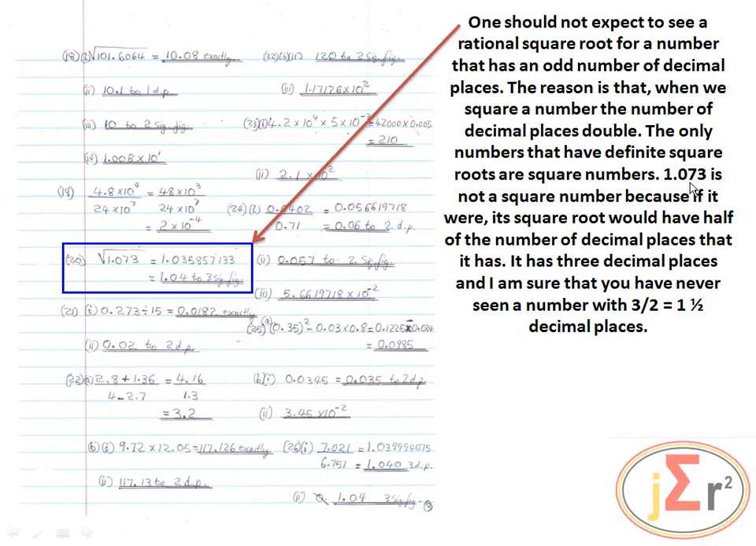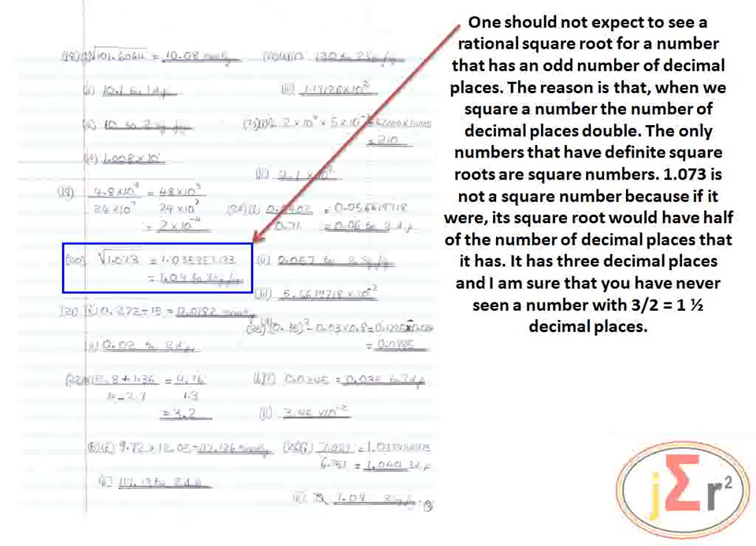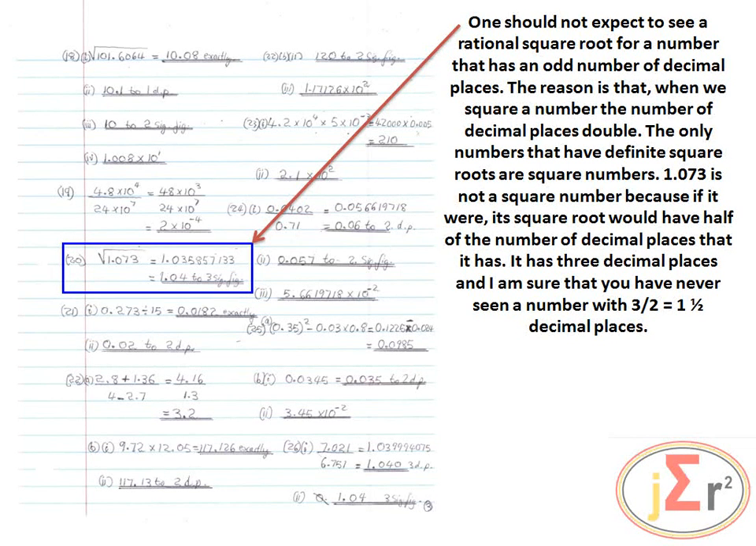But here we have 3 decimal places. It does not represent the double of anything. So we are sure that it will not be rational. So the only numbers that have definite square roots are square numbers. 1.073 is not a square number, because if it were, its square root would have half of the number of decimal places that it has. So the square root of 1.073, if it has a definite square root, that square root will have half of the number of decimal places that it has.